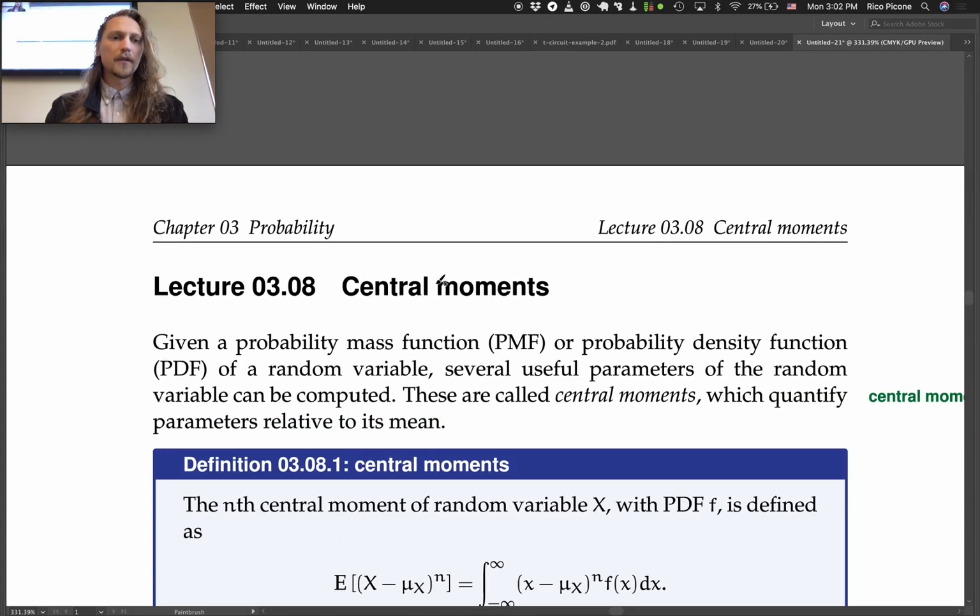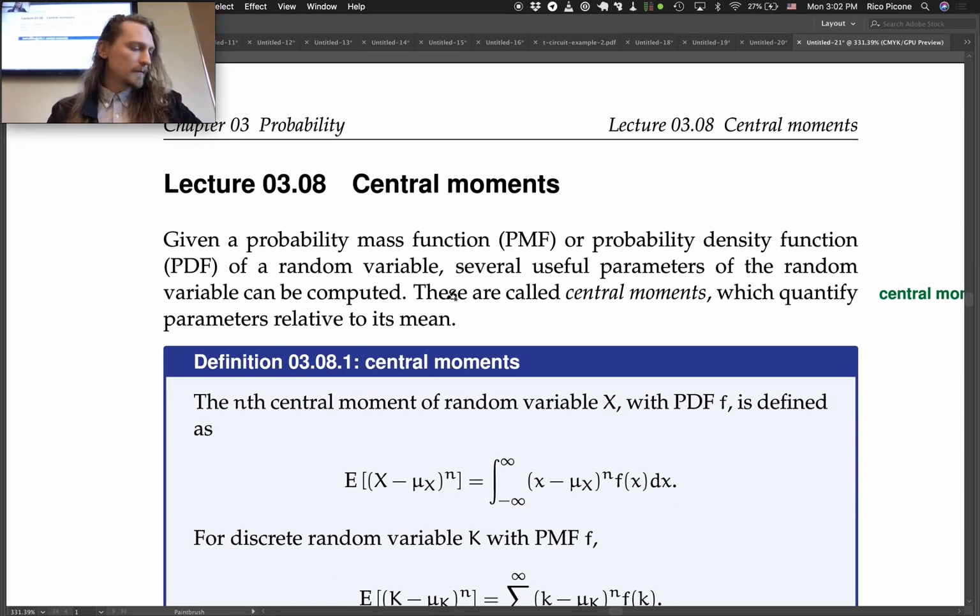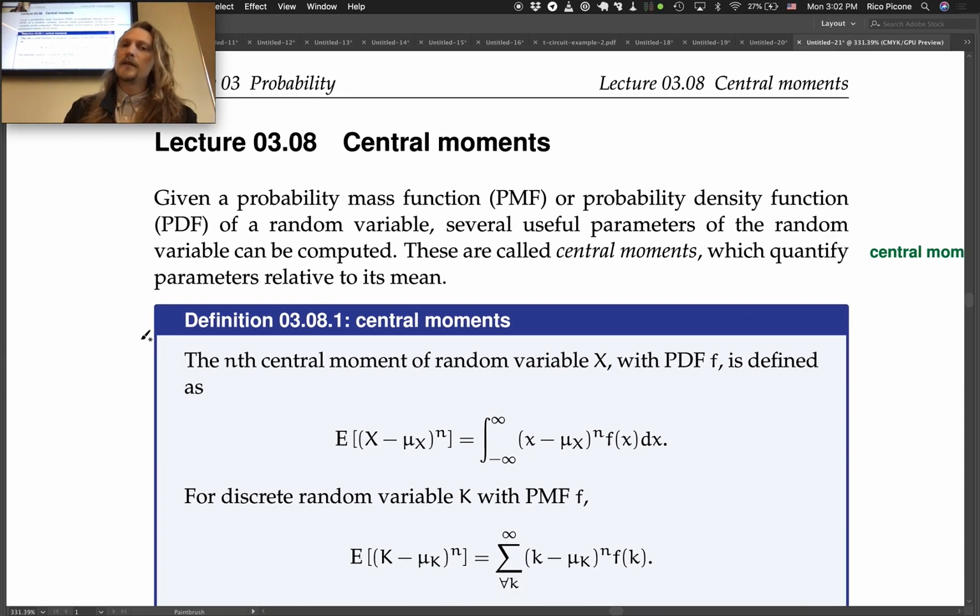All right, lecture 3.8, central moments. Given a probability mass function or probability density function of a random variable, several useful parameters of the random variable can be computed. These are called central moments, which quantify parameters relative to its mean.